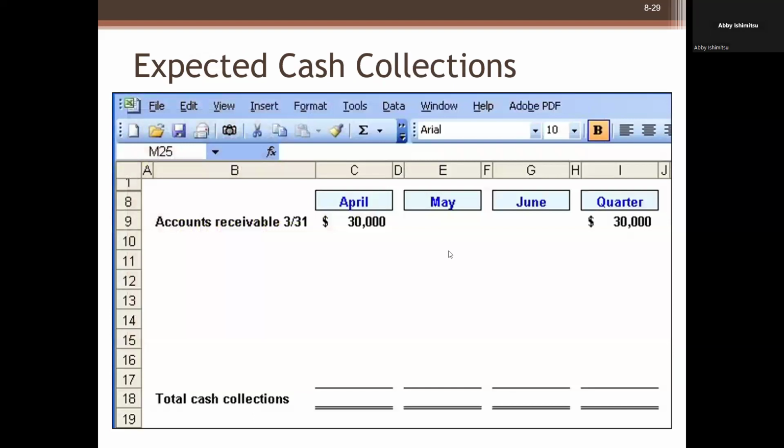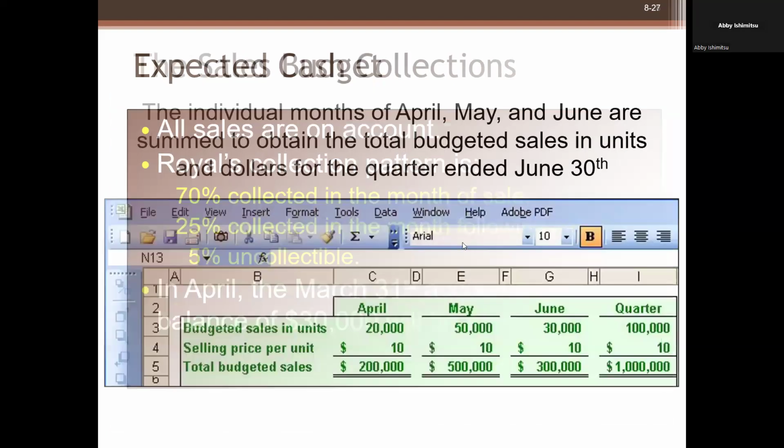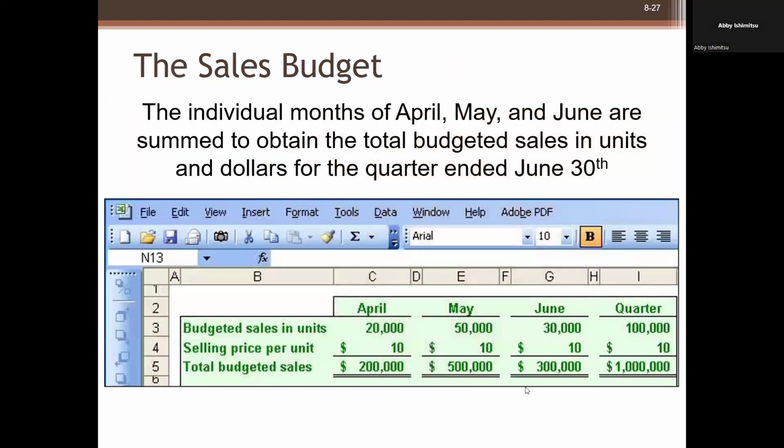And I'm just gonna, oops, sorry, let's go back to that. So we have a very small spreadsheet, 3 lines: budgeted sales in units, selling price per unit, and total budgeted sales. Okay, so there they are for 3 months. We are given 2 extra months of sales because we actually need that for some future budgets.